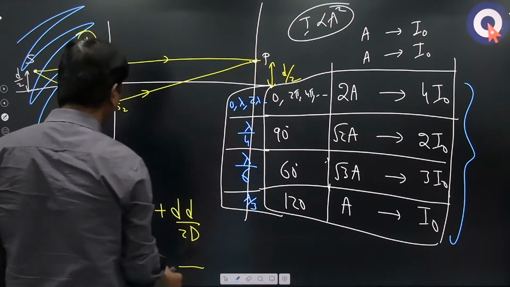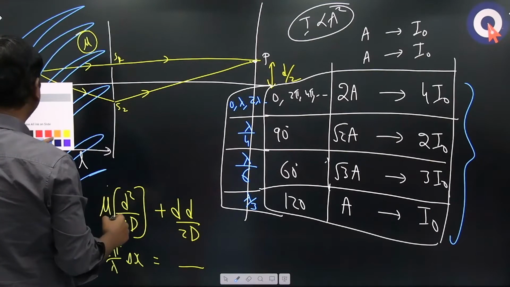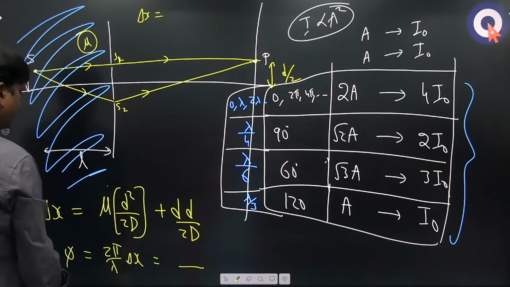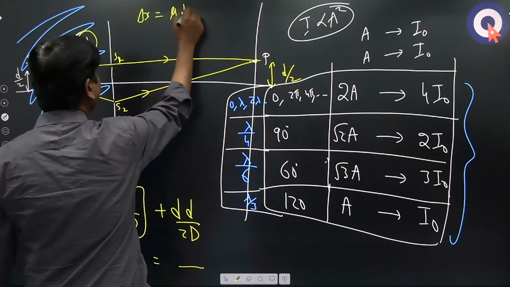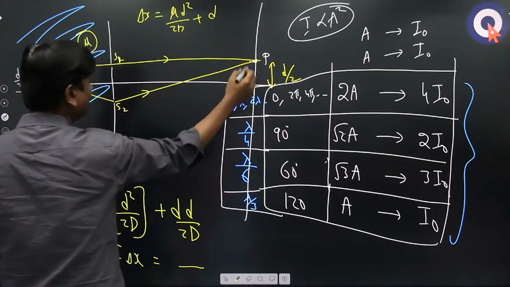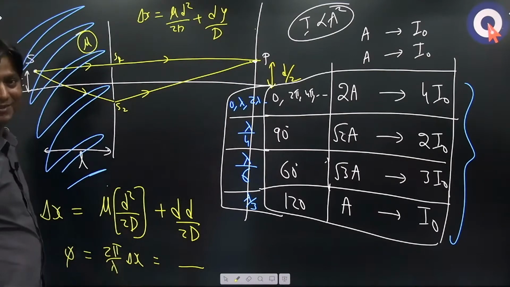So rather simply you put, here I am showing you that part. Delta x is equal to, okay, first one is same, mu d square by 2 capital D plus d sine theta. Sine theta is approximately tan theta, some point y by capital D. This is a path difference. Like this you have to take.